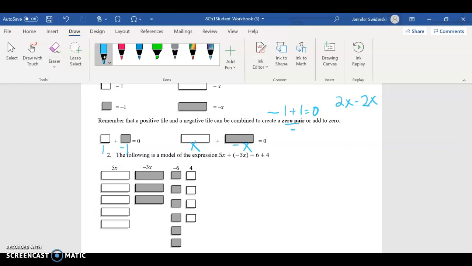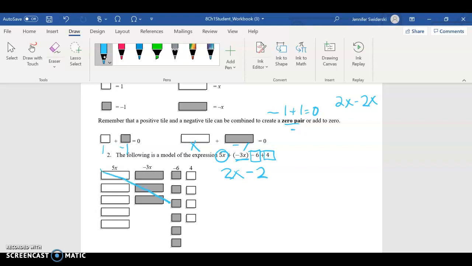So if you look here, it says the following is a model of the expression 5x plus -3x minus 6 plus 4. Well, if you look at this, I'm first going to show you the math. Let's talk about like terms. Well, 5x and -3x, if I combine those, how many x's do I have? Well, Ms. Fursky, I have 2x. Great. I also have a -6 and a +4. If I combine that, what will I have? Well, you might be saying, Ms. Fursky, I'm going to have -2. Great.